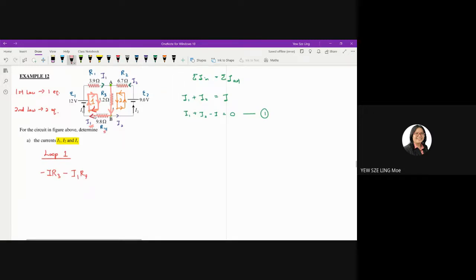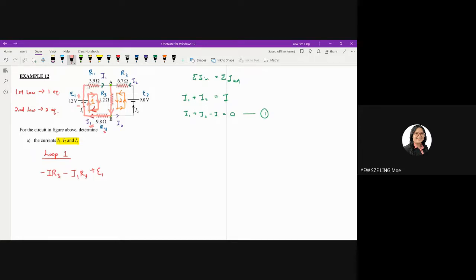Let's keep moving, and now it has come to EMF1. When it passes through EMF1, it's moving from lower potential towards higher potential, so it experiences a potential rise as it passes through the battery. So plus EMF1. There's no internal resistance, so you can just ignore it.